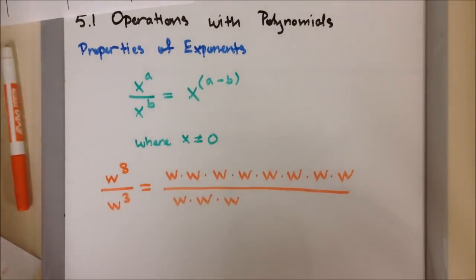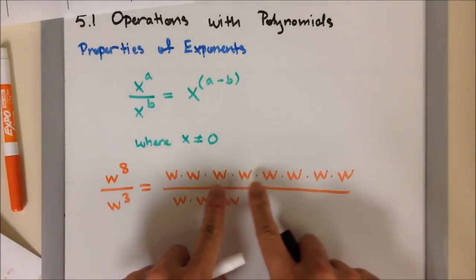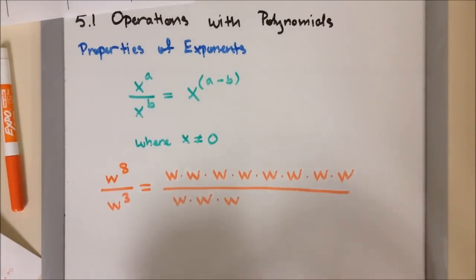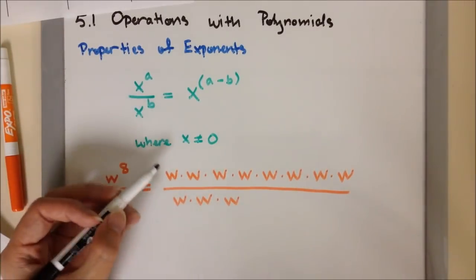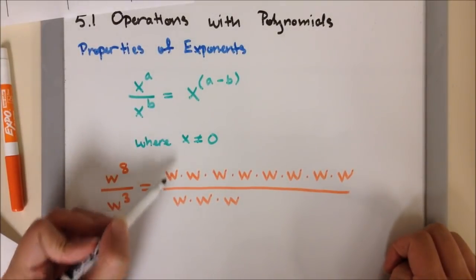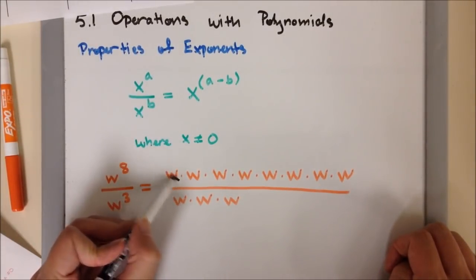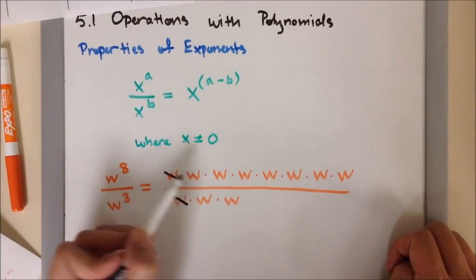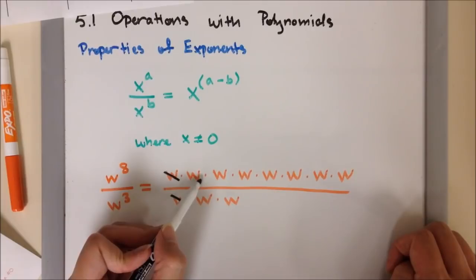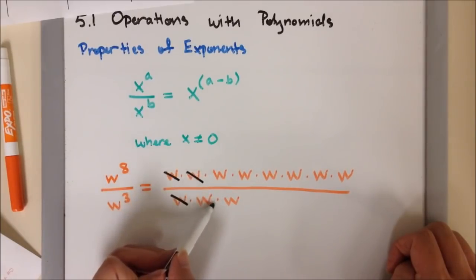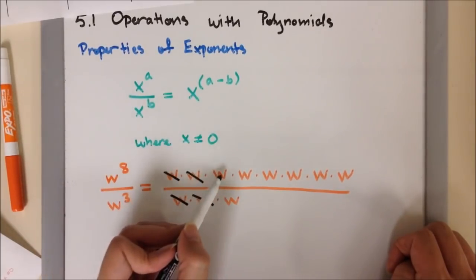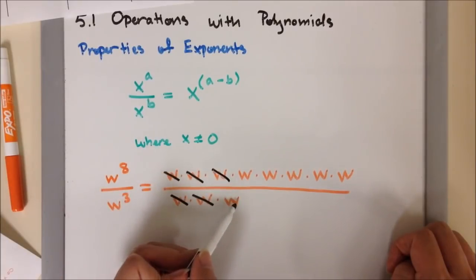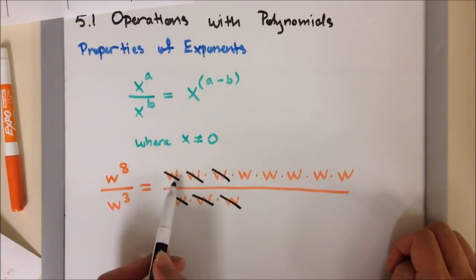Now, you see how all these terms are multiplying? So you can only do this if the terms are multiplying, never when it's adding or subtracting. So I have the same w on the top and the same w on the bottom. So this will divide into 1. And then here is another one. So if I divide one w from the top, I've got to divide one w from the bottom, and then another one from the top, and then another one from the bottom.